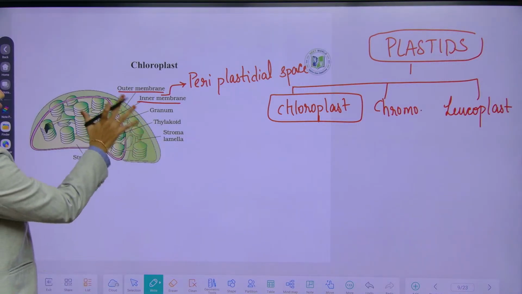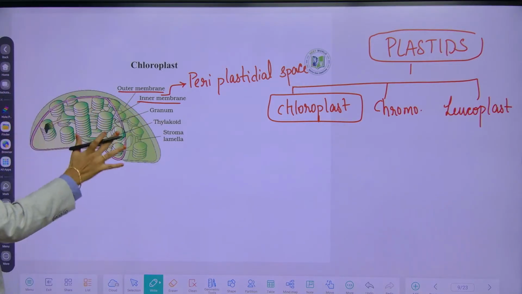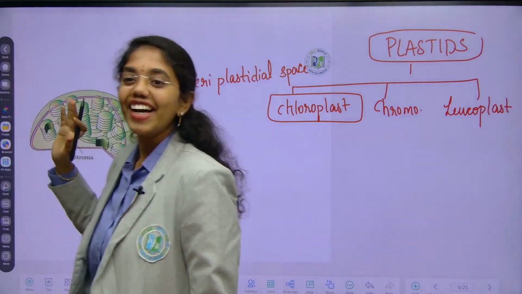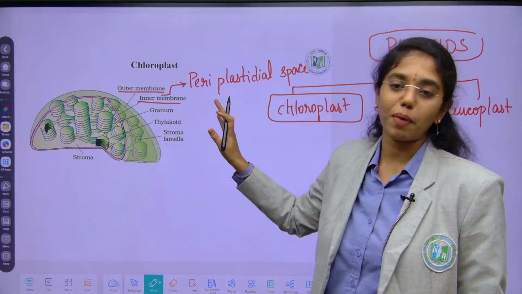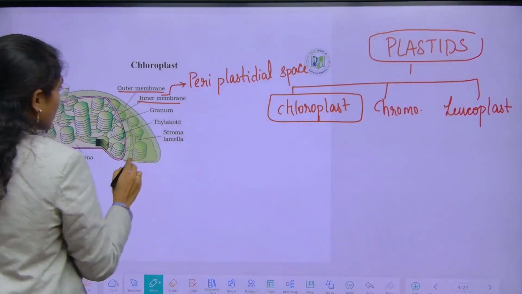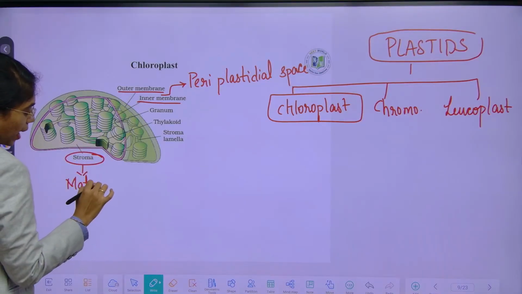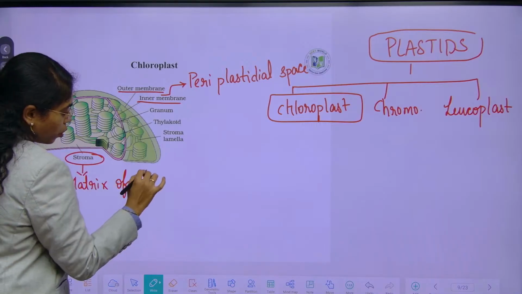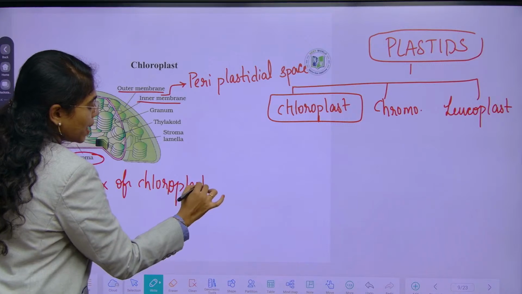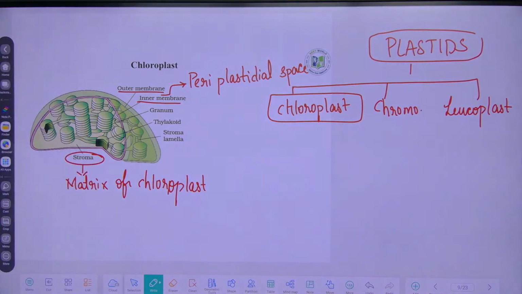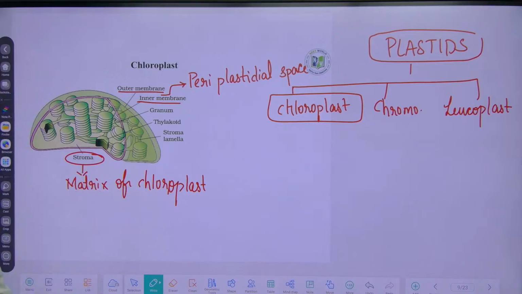And here, if you look at the matrix of chloroplast, I am still in mitochondria, let us come to chloroplast. The matrix of chloroplast is addressed as what? Stroma. Okay? Matrix of chloroplast, which is a fluid filled space. Let us discuss granum later. Let us see what are the components that are present in the stroma.